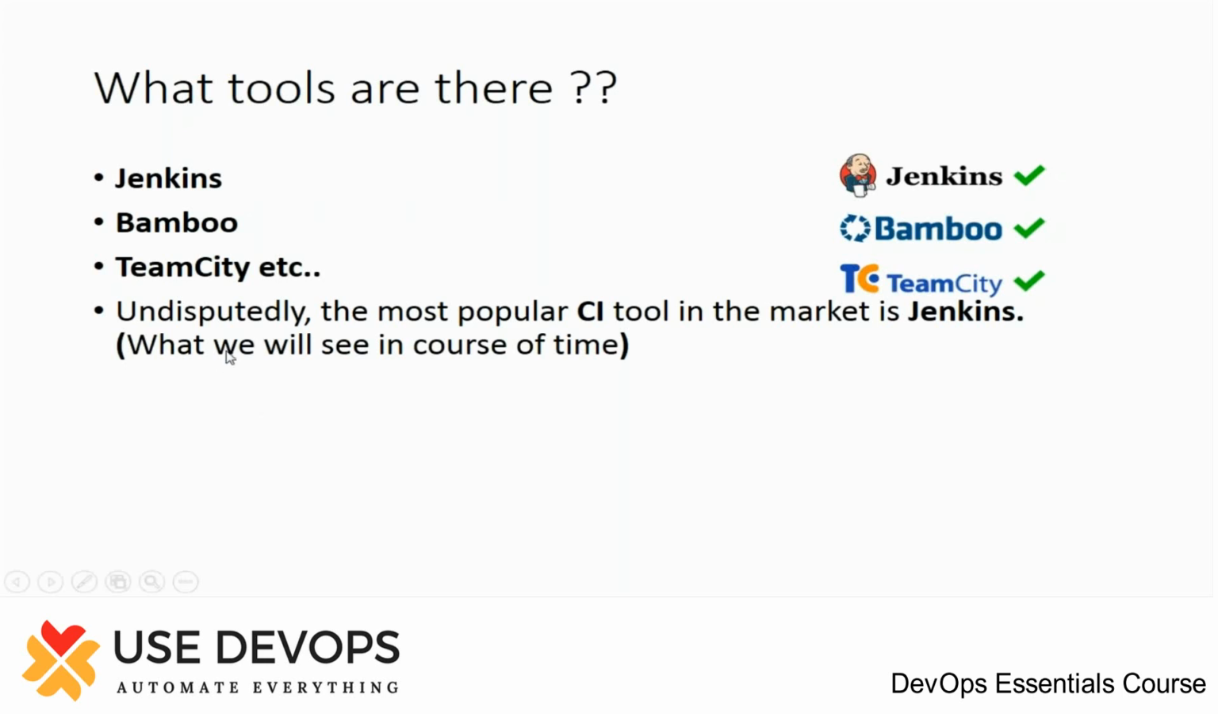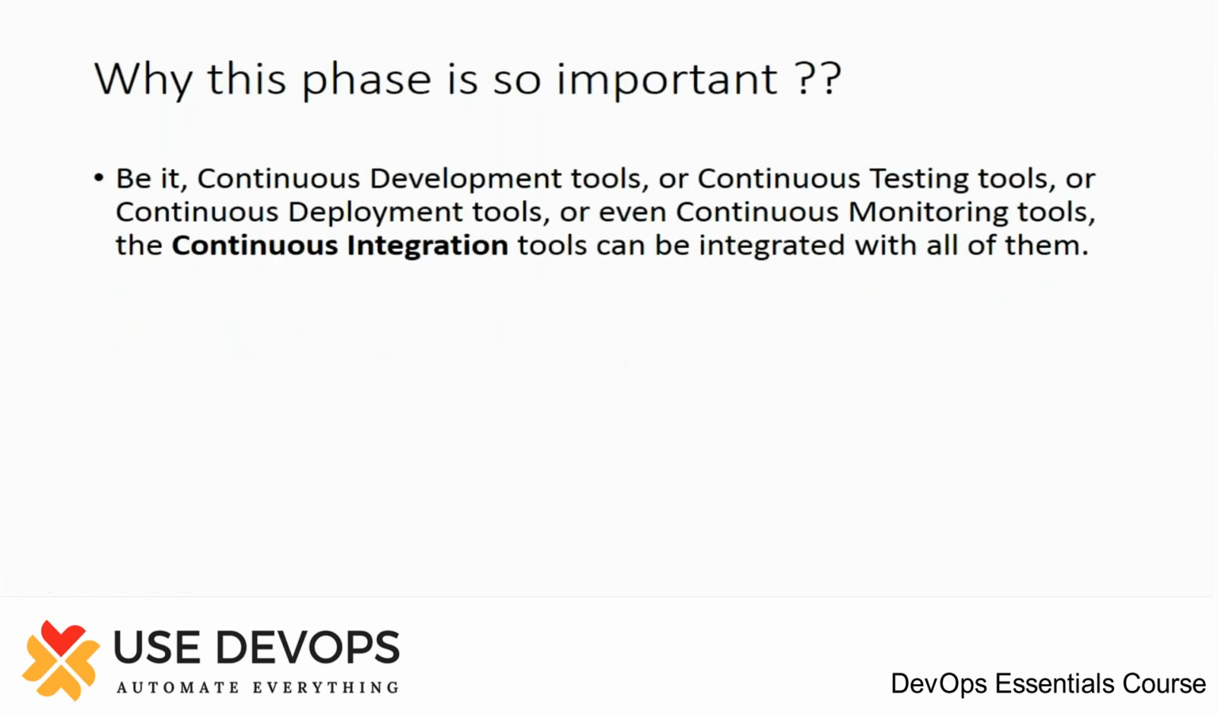Let's go ahead. Nothing much to discuss here. Why is this page so important? Whatever the continuous development tool, testing tool, deployment tool, even continuous monitoring tools, the integration tool can be integrated with all of them. Not just can be, it has to integrate with all of them to make it work in a cyclic fashion. So the continuous development tool, with whom is it integrated? It's integrated with Git. It's integrated with Maven.